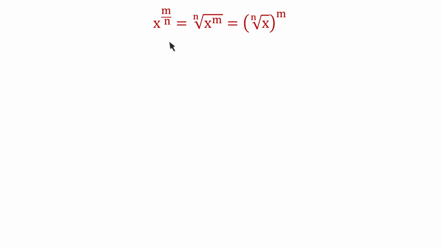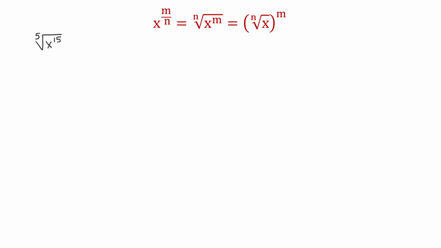So, as you see, when we write this expression in radical form, the numerator m becomes the exponent of x and the denominator n becomes the index of the radical. To understand how we write this in radical form, let's look at the following example. Let's say we need to find what is the fifth root of x to the 15th power.